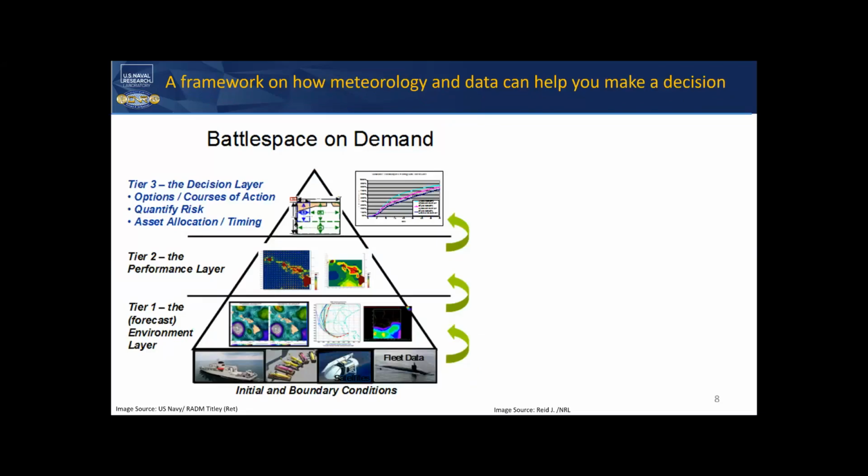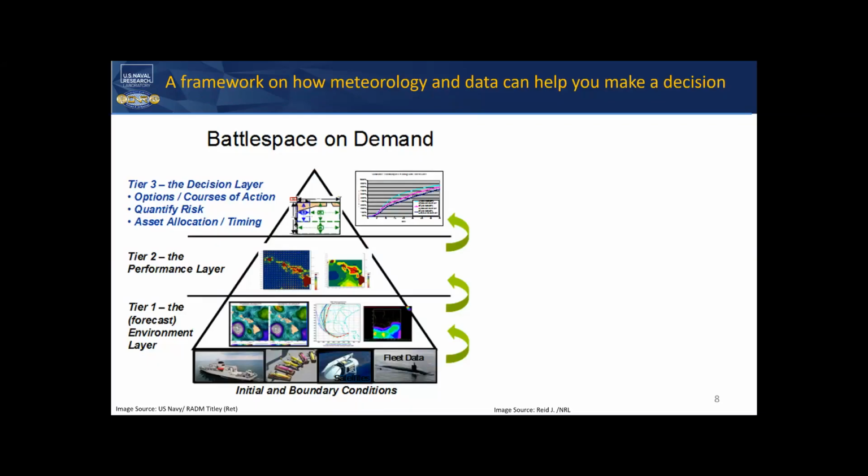So, how do I think about all of this information? It actually comes from Rear Admiral Titley. He retired years ago. Now I think he's at Penn State. But he showed this slide, I don't know, 20 years ago.